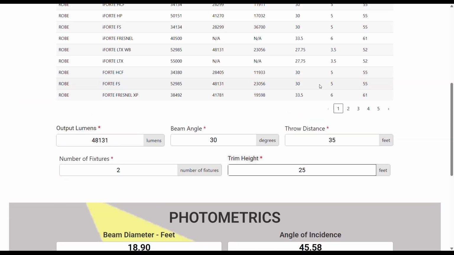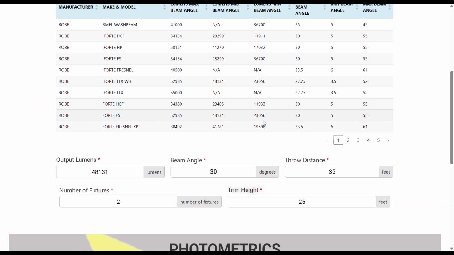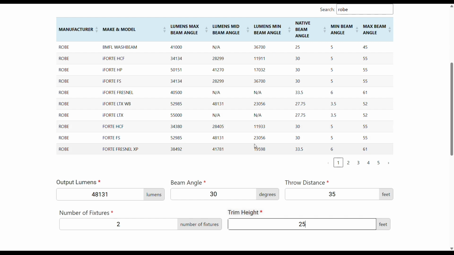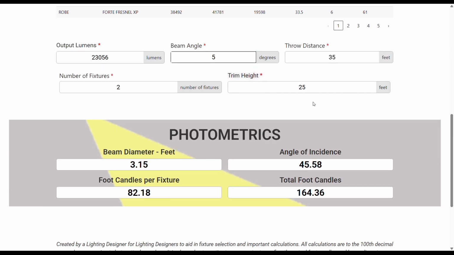Because we're talking about foot candles, and how that's affected by the beam angle, we're going to use the minimum beam angle, which for this fixture is 5. And the lumens for the minimum beam angle for this fixture is 23,056. I'm going to type that in the output lumens section. The beam angle, minimum beam angle for this fixture is 5. We're going to type it in, and we're going to re-enter our trim height to finalize our calculation.